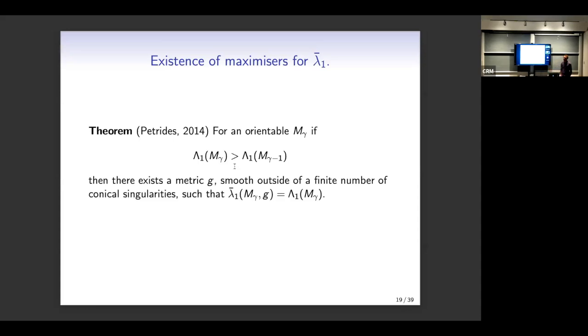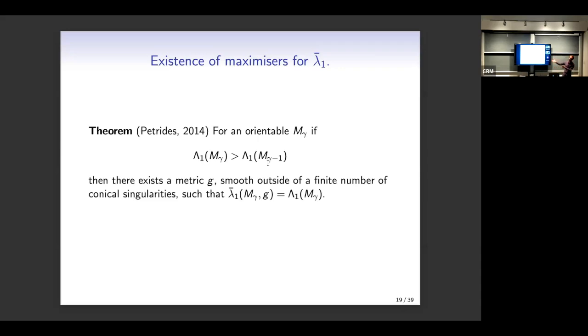Imagine you have a maximizer for M gamma minus one, a surface of genus gamma minus one. What you can always do is glue a handle to it, which is very thin and has almost no volume. You can do this in a way that changes both eigenvalue and area by just a tiny margin. So on M gamma, you can construct a sequence of degenerating metrics whose normalized first eigenvalue converges to this value. And of course, this sequence will not yield a smooth maximizer.